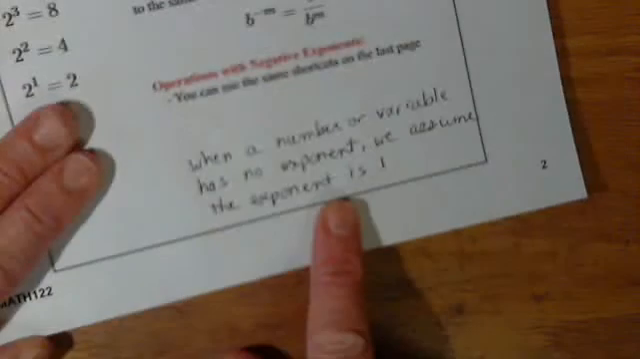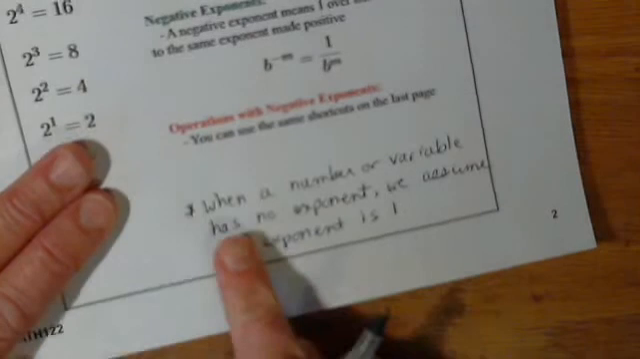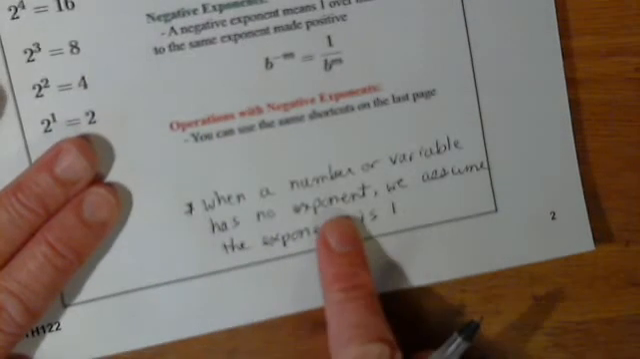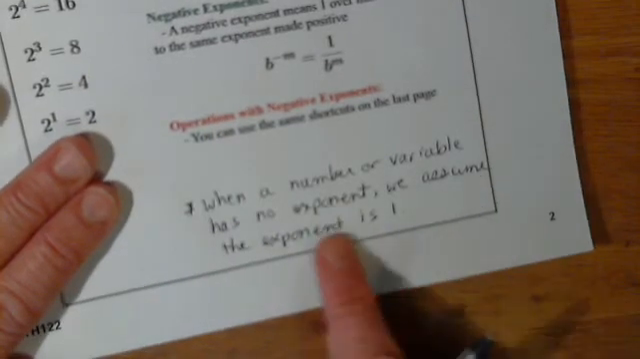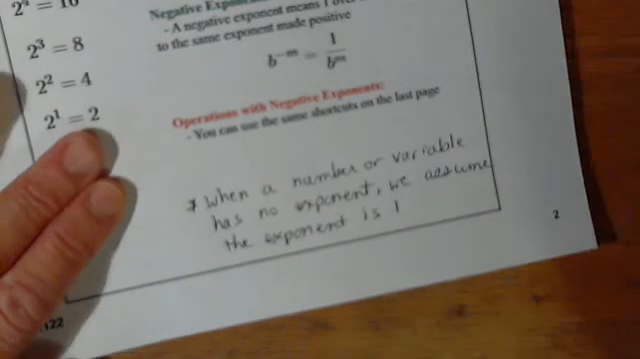So we're going to add a note to our paper. Would you add this note down here? This is very important. When a number or variable has no exponent, we assume the exponent is 1. Take a minute to write that out.